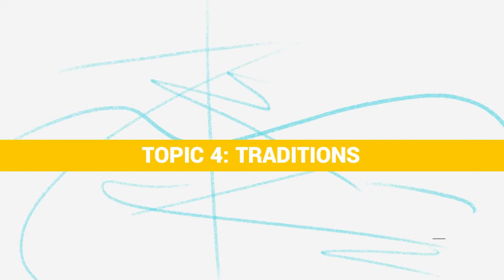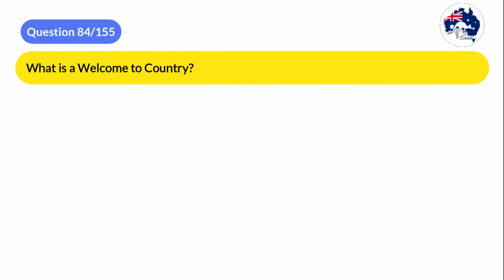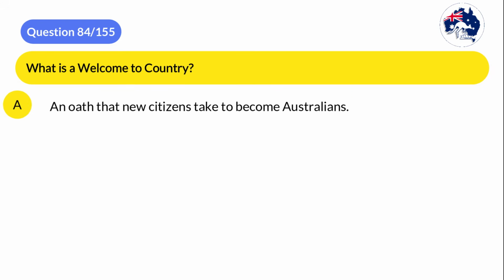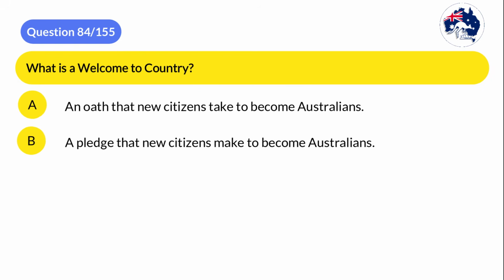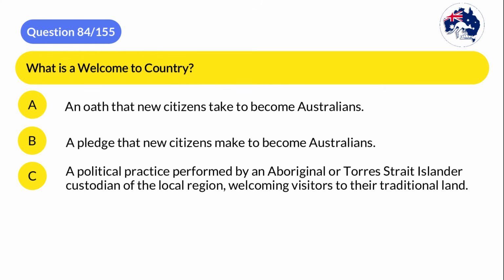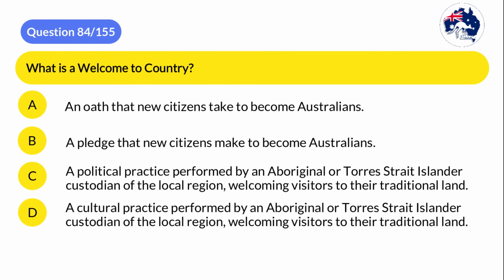Topic 4. Traditions. Question 84. What is a welcome to country? A. An oath that new citizens take to become Australians. B. A pledge that new citizens make to become Australians. C. A political practice performed by an Aboriginal or Torres Strait Islander custodian of the local region, welcoming visitors to their traditional land. D. A cultural practice performed by an Aboriginal or Torres Strait Islander custodian of the local region, welcoming visitors to their traditional land.